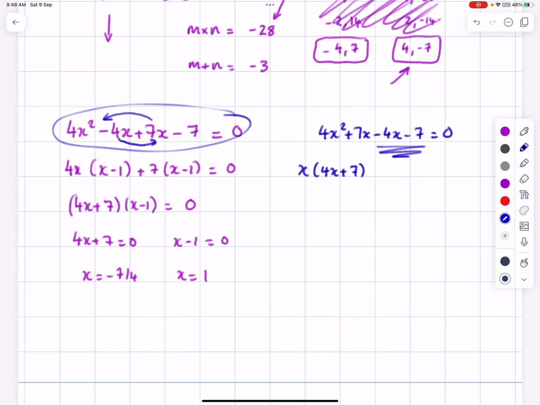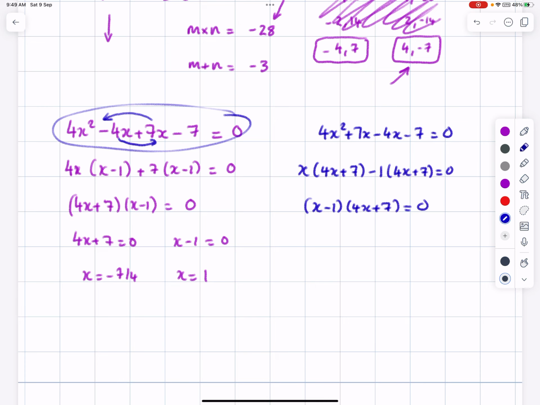So what do I take out as a factor? I take minus 1 out as a factor, and then I get x minus 1, 4x plus 7 equals 0. And I'm not going to do any more from there, because obviously if we were doing the solution of that quadratic, there would be no problem with just getting the answer to that as we go through.